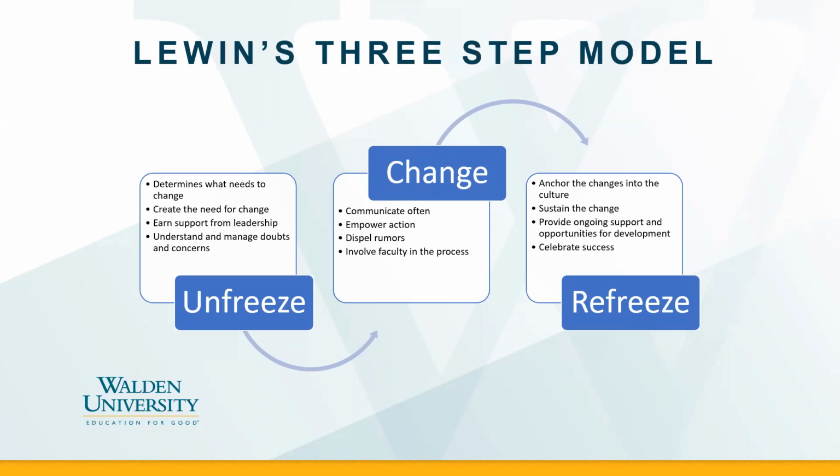From there, we move to our actual change pillar. And during our change pillar, that's when we communicate often. We allow our faculty to know that this change is being implemented. We allow them to know the expectations of the change, how to implement the change, how to manage the change. We also empower action. Our faculty are key stakeholders here at the university. We have to empower them to not only act on the change, but then to also maintain the change and to help their students through the change as well.